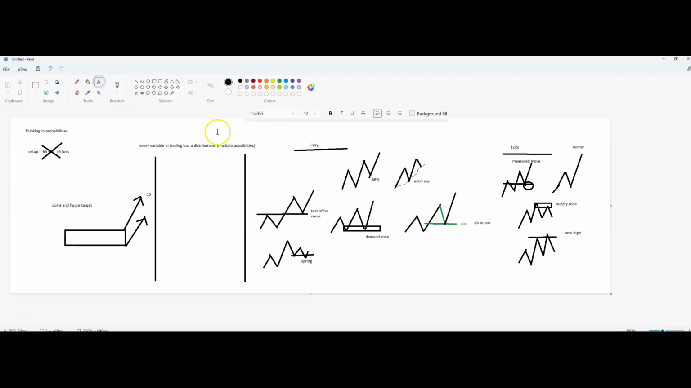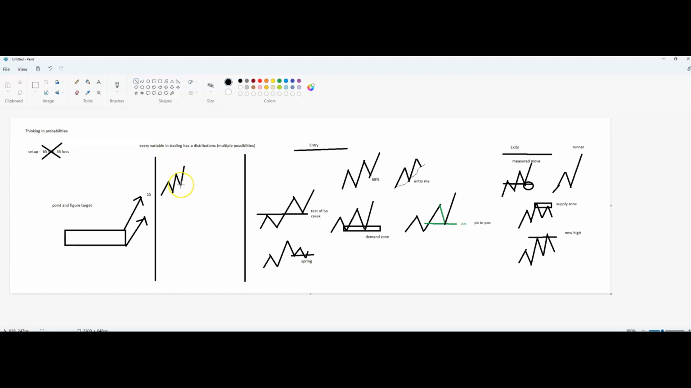So traders shoot themselves in the foot or make errors when, let's say, they get in, let's say this guy got in right here, and then he's just putting his entire exit at a measured move or a pretty high target. So he's not going to scale out. He's just going to exit everything at this particular point.